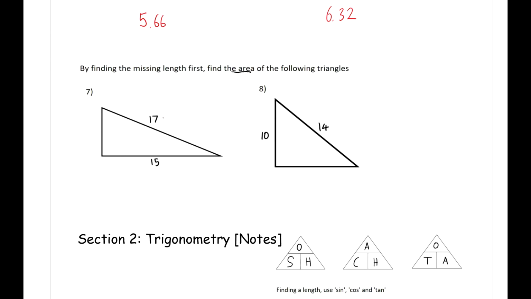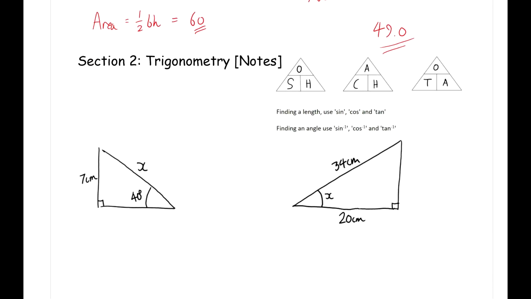Okay, for question 7, use Pythagoras. You work out this length is 8. You can then use the fact that area is half base times height to get an area of 60. Question 8, the exact same idea. This length is 9.80 to 3 sig figs, and you then get an area of 49.0 to 3 significant figures. Okay, that's it for Pythagoras. Just going to quickly move on to the basics of trigonometry.